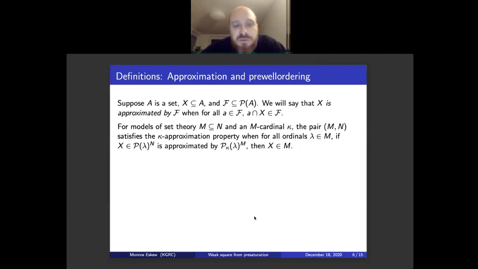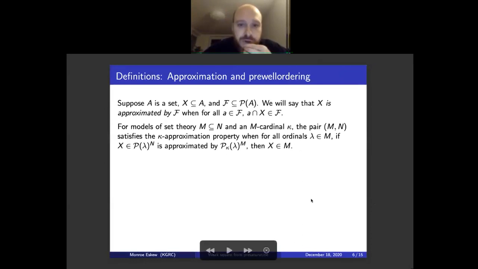You can formulate the kappa approximation property using this notion. If you have two models of set theory, M containing N, and M a cardinal kappa, we say that the pair M, N has the kappa approximation property when for all ordinals lambda in M, if X in the larger model, a subset of lambda, is approximated by P kappa lambda of the smaller model, then X is actually in the smaller model. So only ground model sets are approximated. That's the idea.